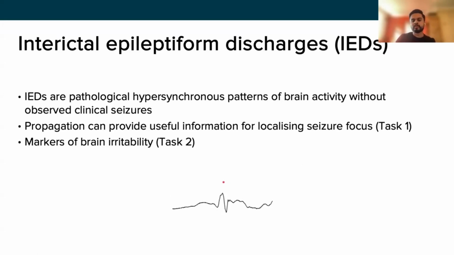The idea is that we want to try and learn more from the periods in between seizures, as these make up the majority of the time in recording, as well as being less traumatic and less dangerous for the patient. And one such event that occurs during these periods are interictal epileptiform discharges, which are pathological hypersynchronous patterns of brain activity without observed clinical seizures. Firstly, their propagation can provide useful information for localizing the seizure focus. This isn't such a clear-cut relationship, but it helps motivate the first task that I'm going to talk through. And the second task I talk through is motivated by the fact that they can be considered markers of brain irritability.